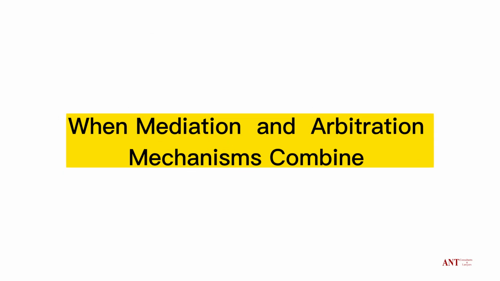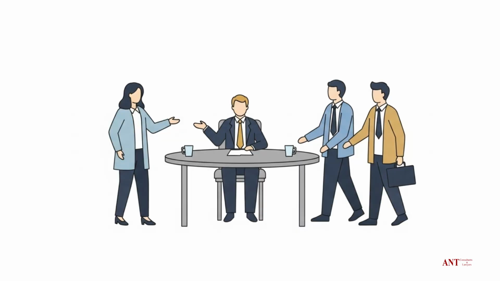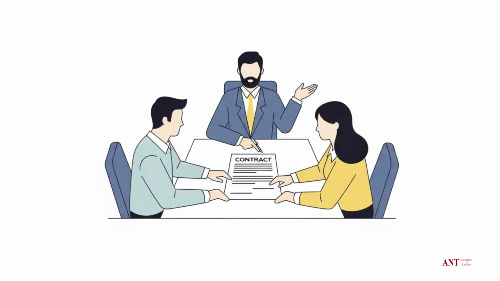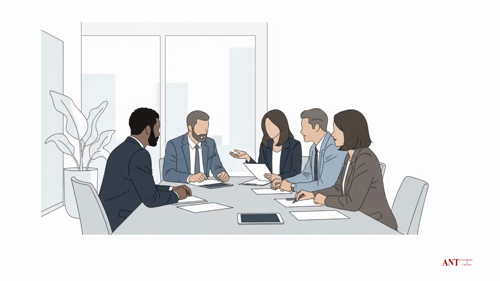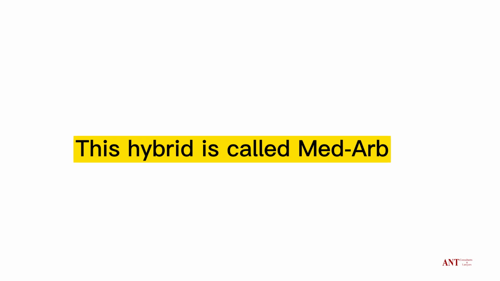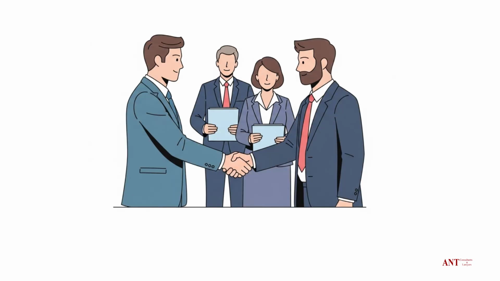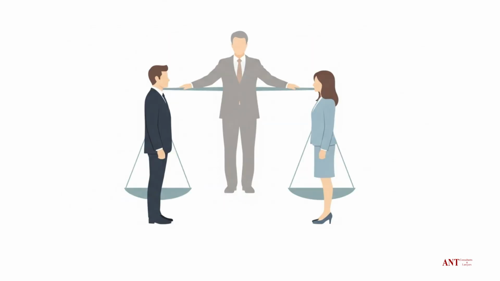When mediation and arbitration mechanisms combine. In real life, mediation and arbitration methods can combine. Some contracts require mediation first, and if it fails, then arbitration. This hybrid is called Med-Arb, offering both flexibility and enforceability. It's an evolving practice, but counsel in arbitration must be cautious about neutrality, as the same person acts as both mediator and arbitrator.